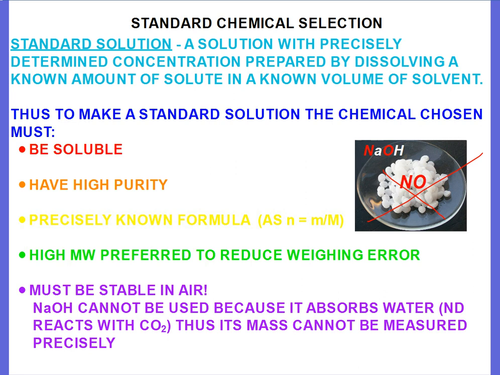You should know what a standard solution is by now. And one of the key aspects they're going to ask questions about is choosing chemicals for a standard. The main ideas are the chemical you must choose for a standard must be soluble, it's got to dissolve in the solution, it's got to be high purity so it's accurate, it's got to have a precisely known formula so you can find out a number of moles, a high molecular weight is preferred to reduce weighing errors, and one of the key ideas is that it must be stable in air.